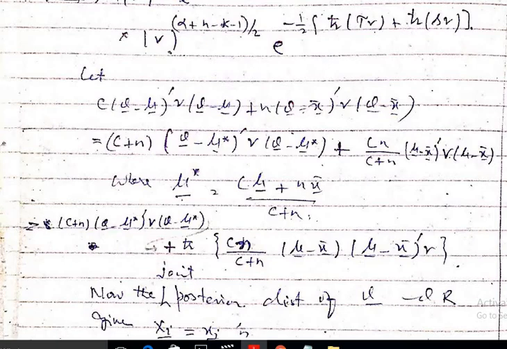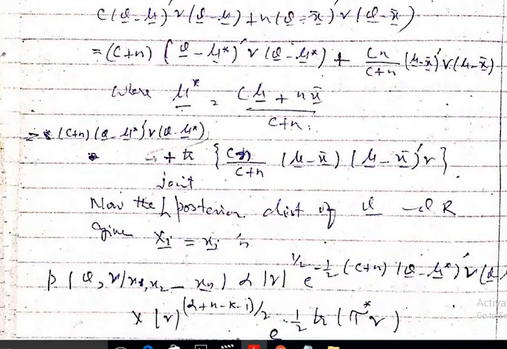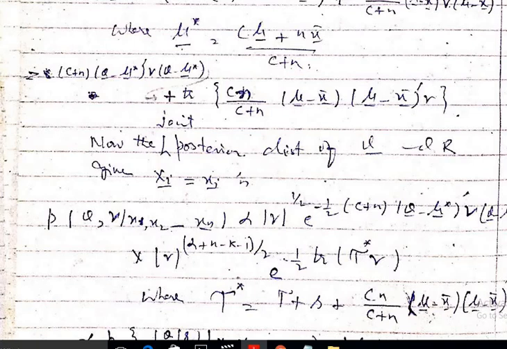Now the joint posterior distribution of theta and R for the given sample x1, x2, x3 up to xn is proportional to gamma raised to power 1 by 2 e raised to power minus 1 by 2 into C plus n into theta minus mu star transpose gamma into theta minus mu star, into gamma raised to power alpha plus n minus k minus 1 divided by 2 e raised to power minus 1 by 2 into trace of tau star gamma, where tau star is equal to tau plus S plus Cn divided by C plus n into mu minus x bar into mu minus x bar transpose. One of them is a transpose.